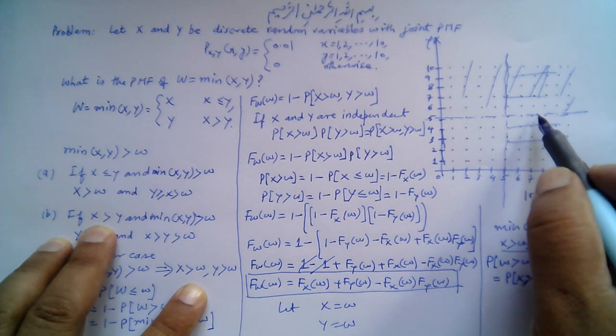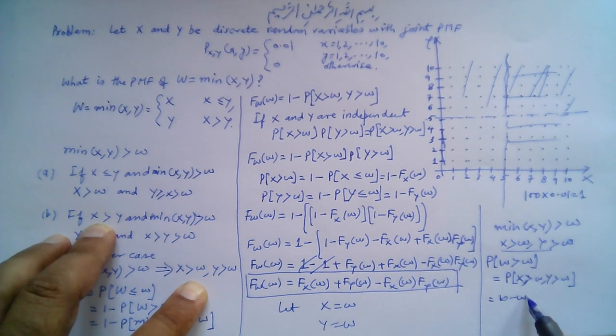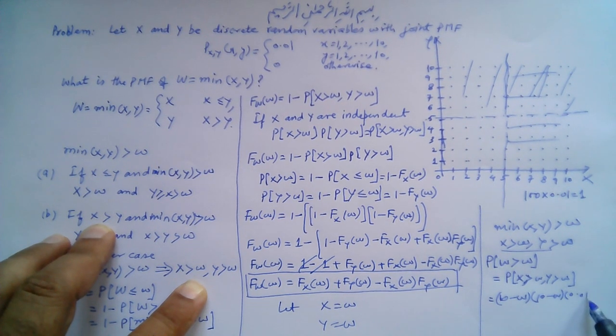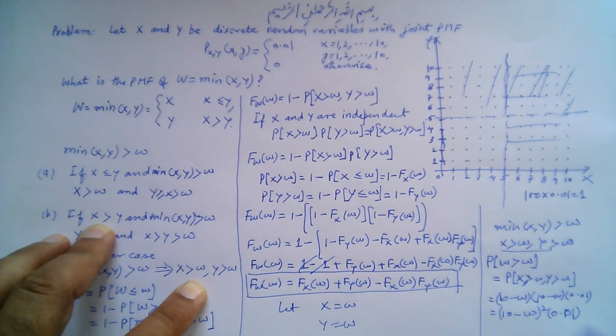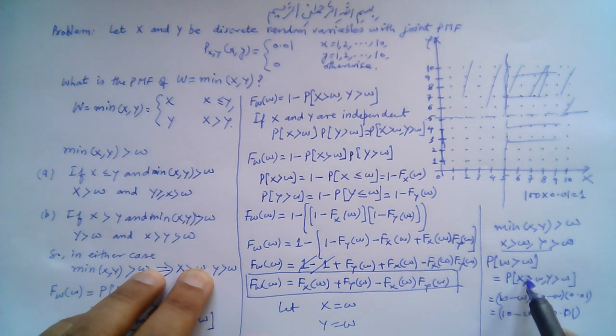So 10 minus w multiplied by 10 minus w, multiplied by the probability of each point, 0.01. So that will be (10 minus w) squared multiplied by 0.01. So this is the probability of W greater than w.